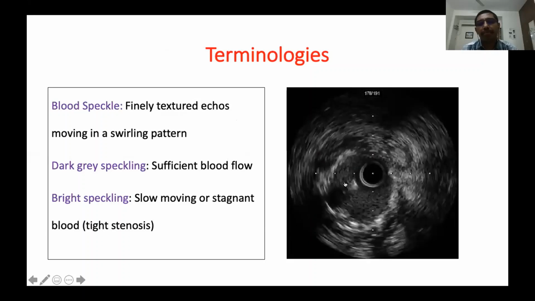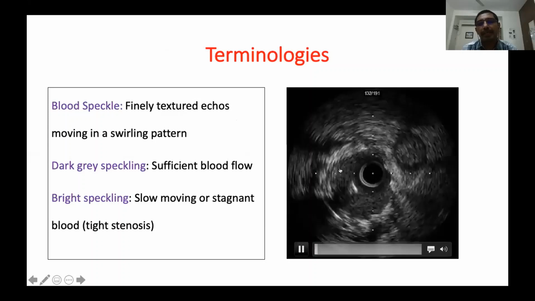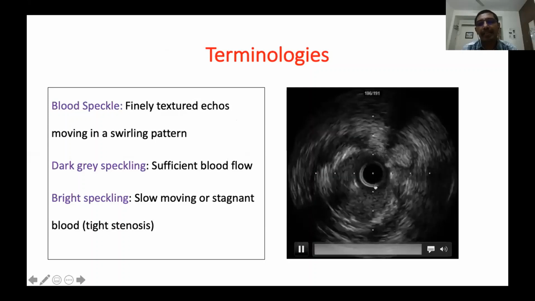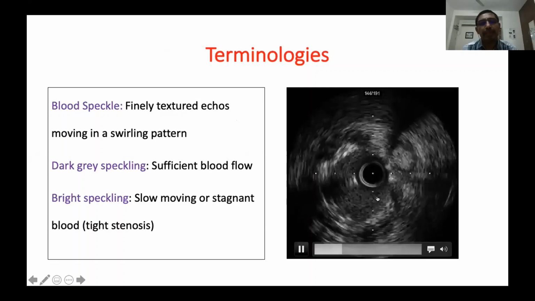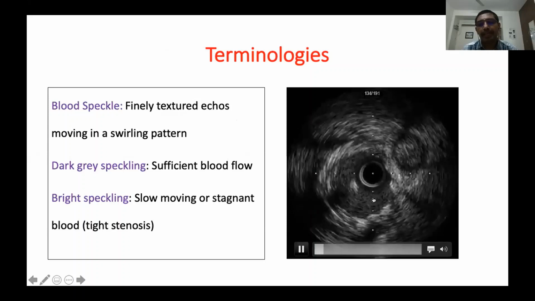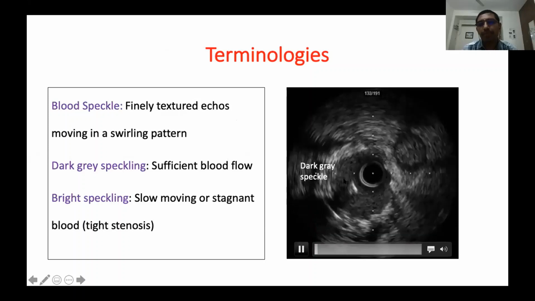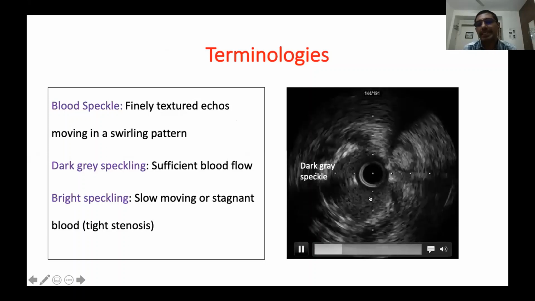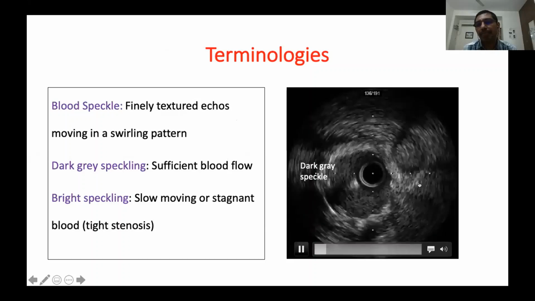The first terminology is blood speckle. I already showed some examples. So here you can see blood speckles are nothing but finely textured echoes moving in a swirling pattern. There are two types of blood speckles. Can you see here? This is an LAD artery. The blood speckles are much darker. That means blood is flowing faster. So the ultrasound has less time to interact with the blood speckles, and the blood RBCs are distributed sparsely.